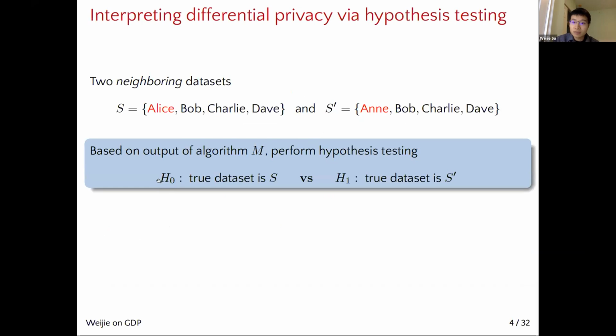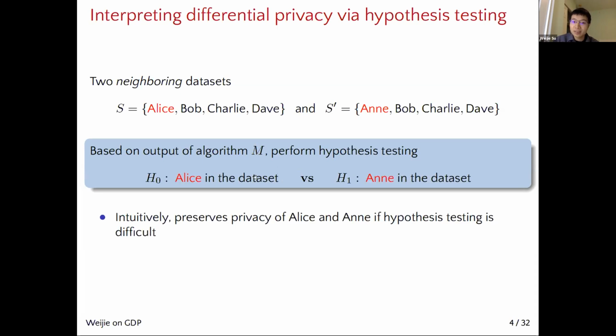And then let's use the language of hypothesis testing. So suppose now the true data set is S, and the alternative is S prime. Your job is to make a decision between S and S prime. And on what basis do you make the decision? You base it on the output of the algorithm. So you can look at the output of the algorithm and then decide whether it's Alice in the data set or Annie. So intuitively, if the hypothesis testing is very difficult, meaning that it's really hard to make both type 1 and type 2 errors small, then privacy is preserved in terms of Alice and Annie. And this really underlines the essence of differential privacy.